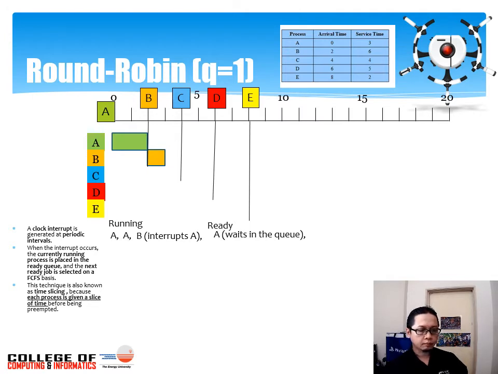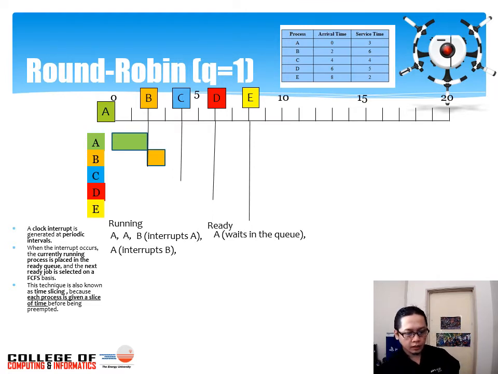See here in the diagram, B interrupts A, so B gets to execute, and A now waits in the queue. For the next one, A interrupts B again, because you remember for round robin, each process only gets to execute one slice of time. So after B interrupts A and B executes, it is A's turn to execute, so A will interrupt B. The rule here is that any process that is waiting in the ready queue will be the one that interrupts next.